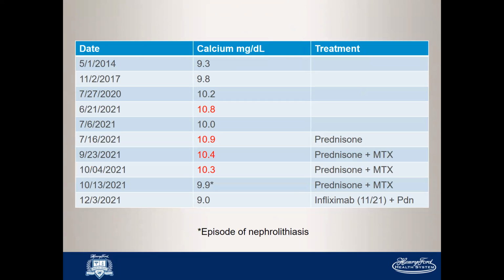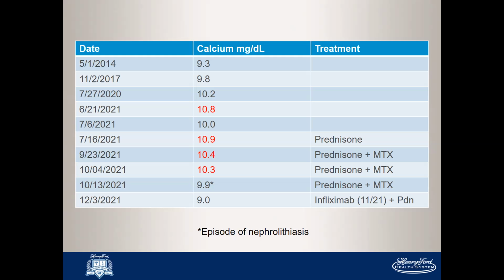Well, what I'm going to talk about today is something else. This is a calcium level, and you can see in 2014, her calcium level, and I don't know why this was obtained, maybe for one of her other conditions years ago, was normal. When she presented to us, her calcium level was elevated at 10.8 in June of 2021. And we started prednisone in July when her calcium level was 10.9. We were very concerned not only about her multisystem disease, but her calcium as well. And because she didn't seem to be improving very much, in September, we added methotrexate to her regimen. So she was being treated with both prednisone and methotrexate.